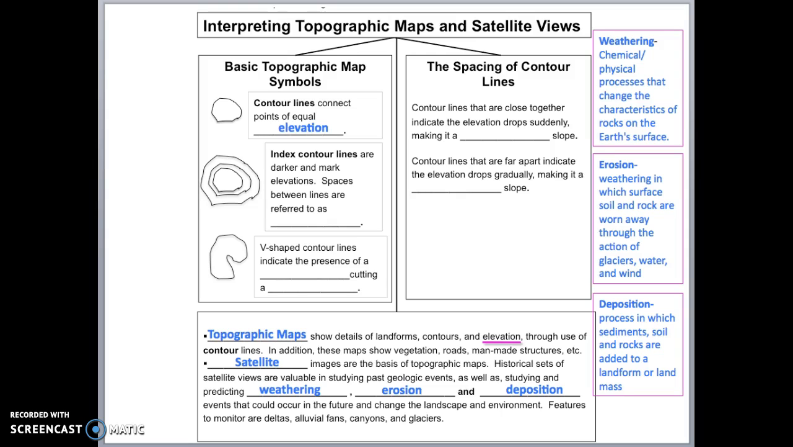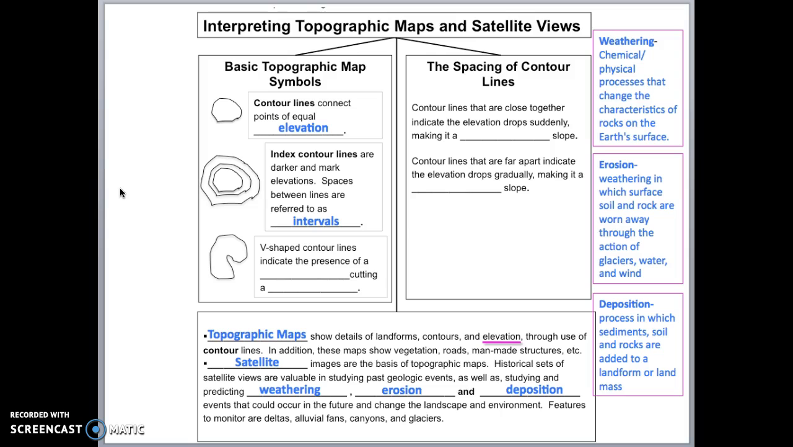So when we look at basic topographic map symbols, we have contour lines, and contour lines connect points of equal elevation. Any point that's on that line is going to be the same elevation. We also have index contour lines, and they are darker, and they mark special elevations, like every 100 or every 50. Spaces between lines are referred to as intervals. So between these two lines right here, the interval could be 10. So every line would be 10 meters. So 10 meters, 10 meters. This allows us to measure the distances between different elevations.